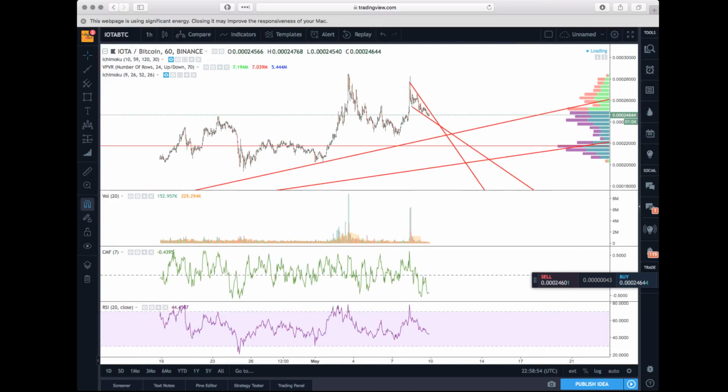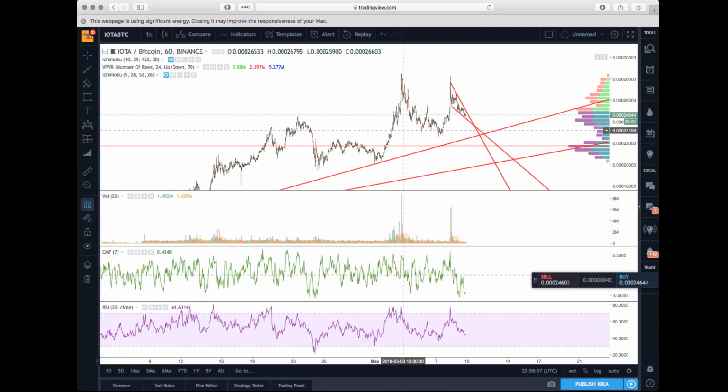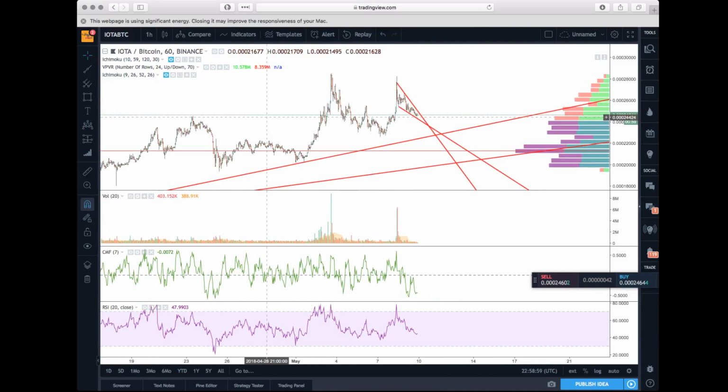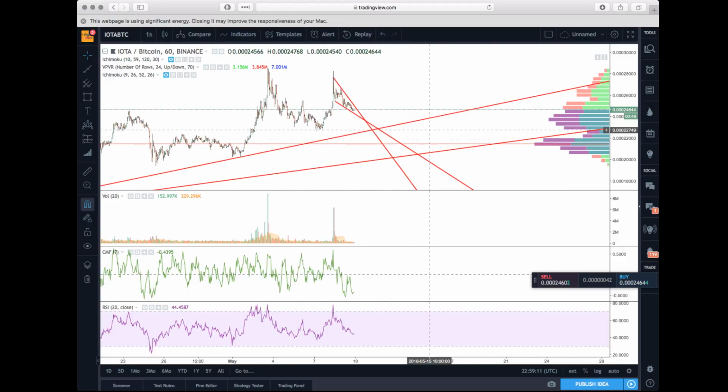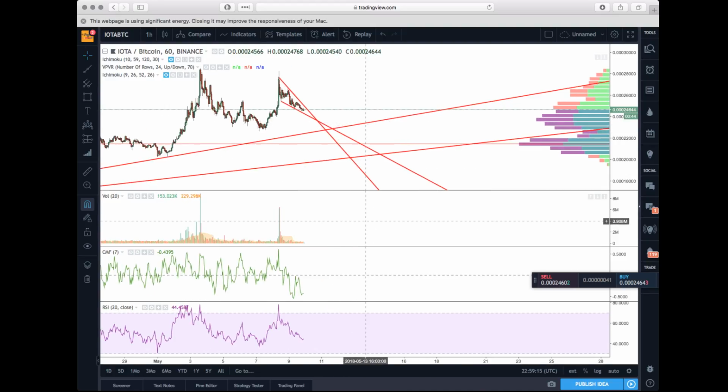But yeah, in the longer term, IOTA looks good to me at the moment. I don't see anything that's worrisome. It looks like it's in a decent bullish trend, but like I said, we did just have these two tops, so I really want to see this trend hold for now. Yeah, that would be something important to me.